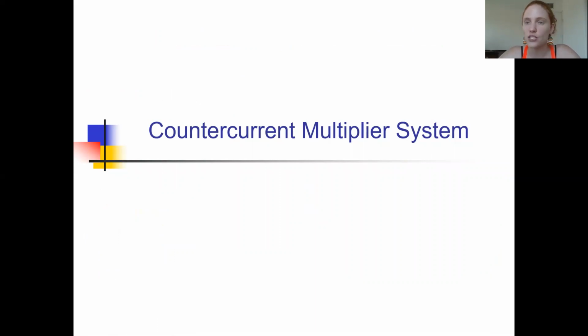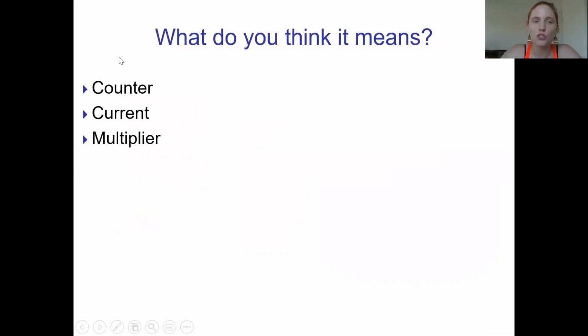Okay, so let's go through the gist of the countercurrent multiplier system. So first of all, let's take this scary name and break it down. Okay, so counter. What does counter mean? For example, if I say I have a counter argument, I have an opposing argument, an opposite argument. And then a current is like flow, like a current in the ocean or a current downstream. That just means a movement of liquids.